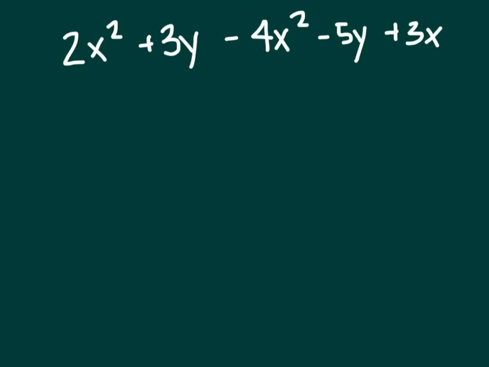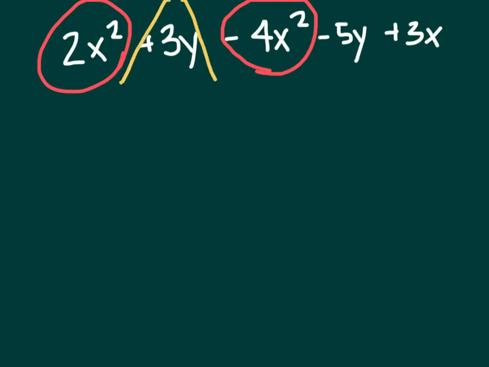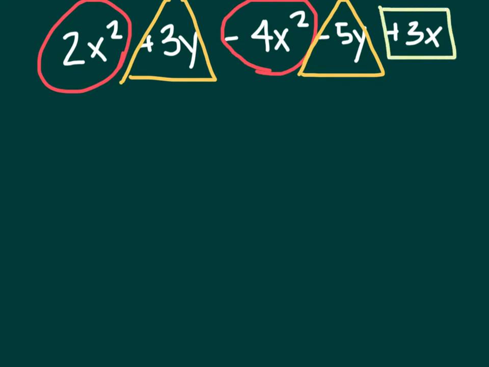Now I'm going to see that I have different powers going on, so I'm going to be extra careful as I identify my like terms. 2x squared can only go with x squared terms, so I see that that will also match up with negative 4x squared, and I want to make sure I get that negative. As I go through, I don't see anything else to the second power, so I'll move on to my next like terms. 3y will also match up with negative 5y. And lastly, 3x will be on its own.